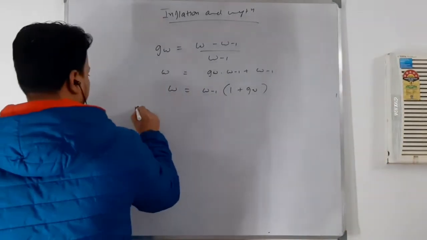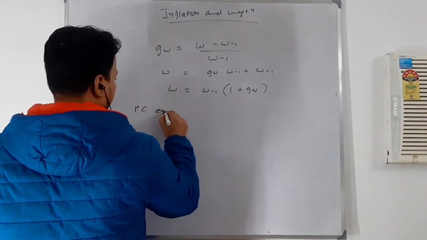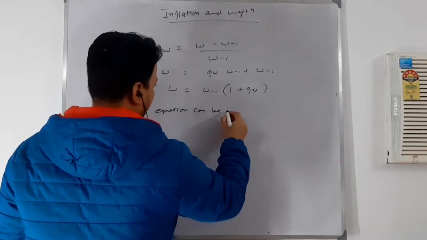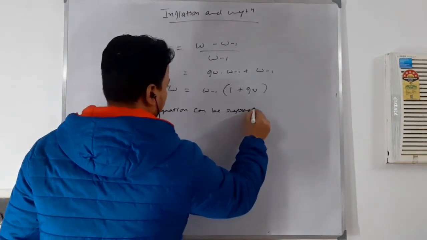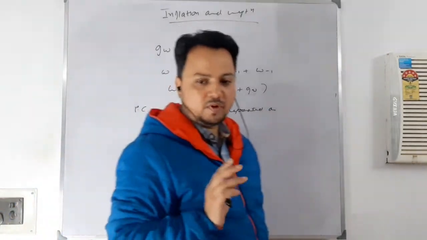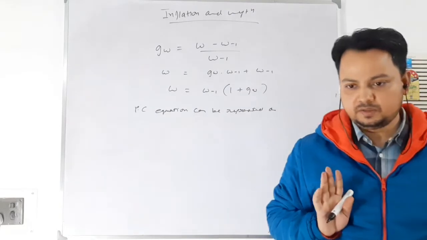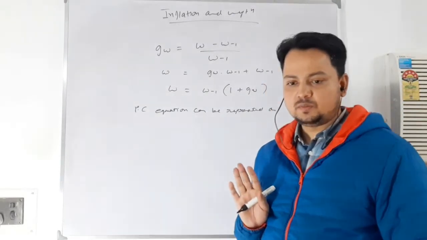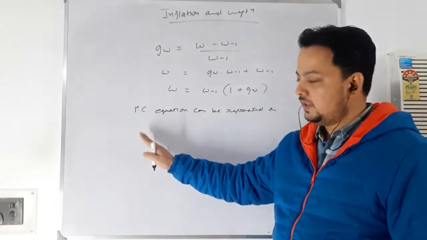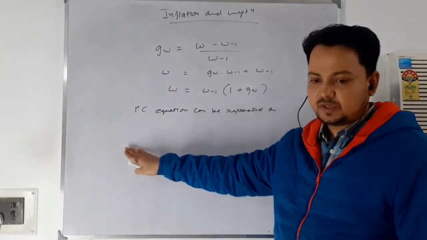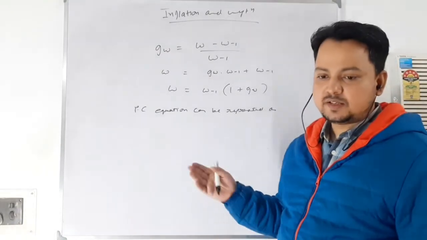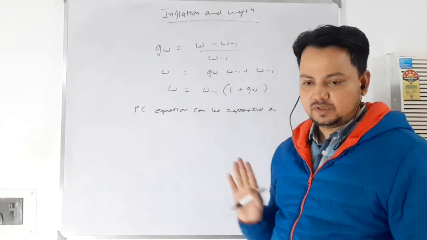Phillips curve equation can be represented as the original Phillips curve equation. Remember one thing: when the original Phillips curve is provided, it is an empirical study. There is no theoretical foundation for the original Phillips curve. What it is saying is that there is an inverse relationship between wage inflation and unemployment. Second, you can say there is a trade-off between unemployment and inflation in the economy.